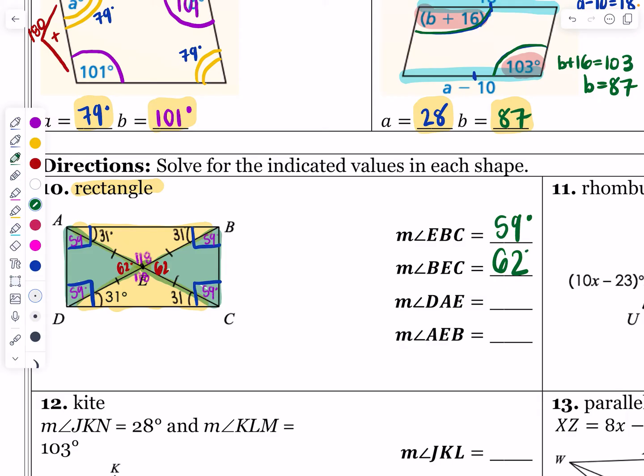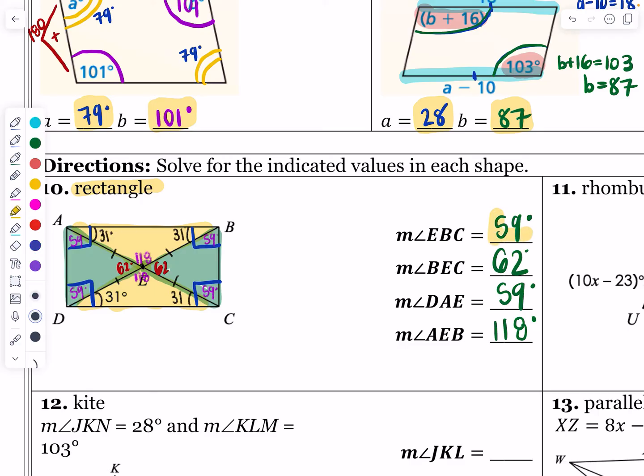All right, what is DAE? D to A to E, where this is the angle in the middle, that is 59 degrees. And what is A to E to B? A to E to B, that is going to give me 118 degrees right there. So now I filled in every single angle, and that is all they could possibly ask me about.